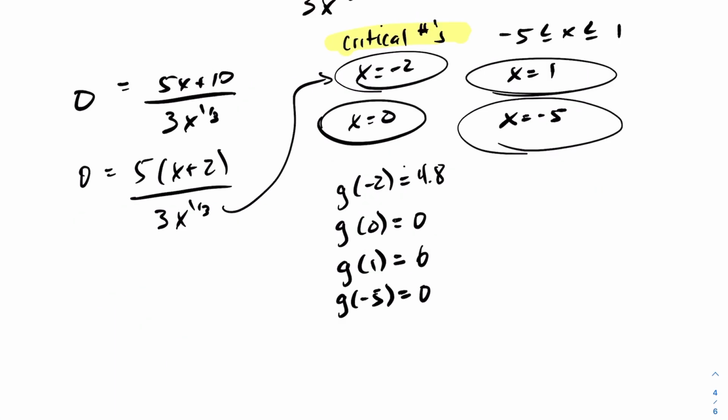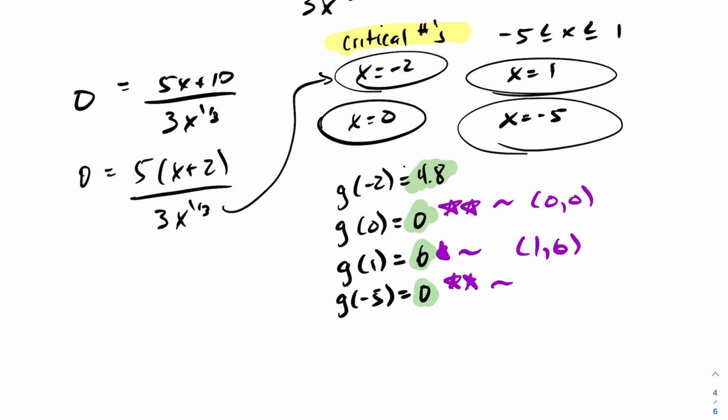Evaluating this function at the critical numbers and endpoints, we get 4.8, 0, 6, and 0. So we can see here that the function hits an absolute maximum at the point (1, 6). Absolute minimum values occur at two different locations. The first is at the point (0, 0), and the second is at the point (negative 5, 0). Let's go ahead and look at the graph of this.